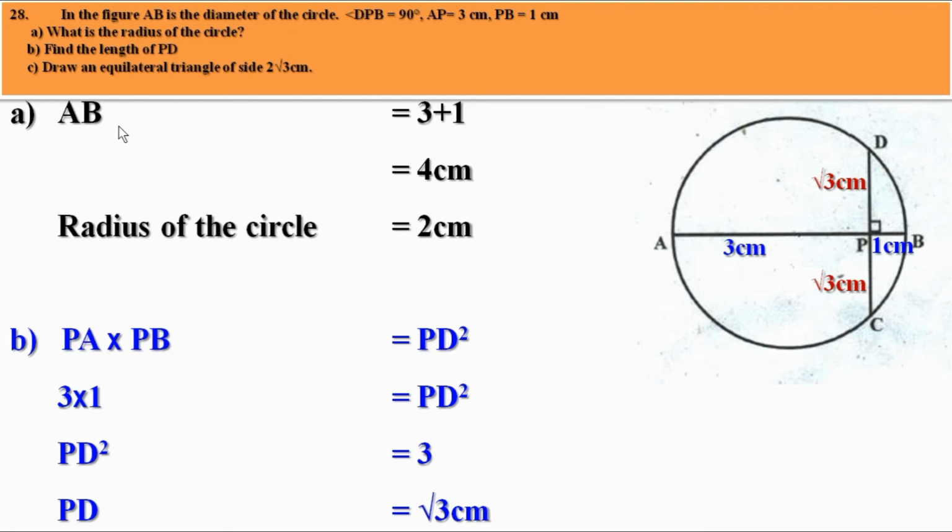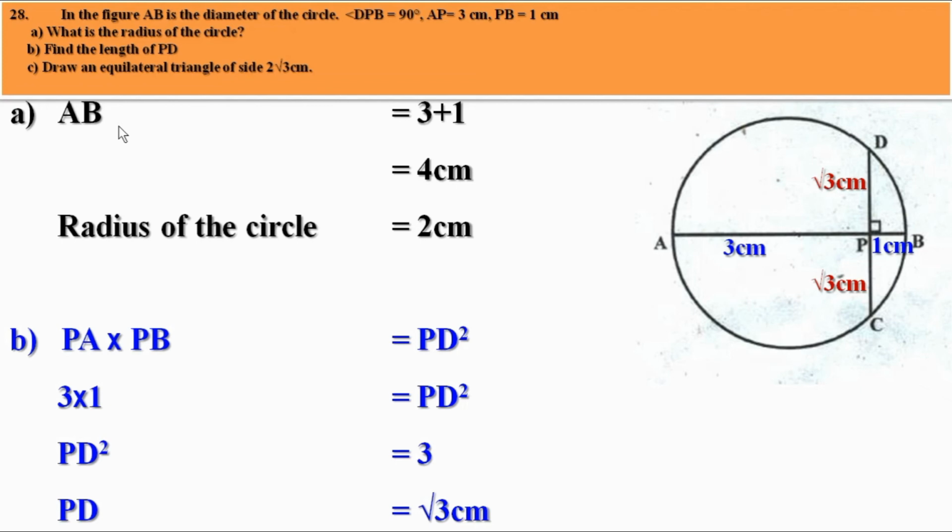Because we know CD is a chord and AB is a diameter which passes through the center, and AB is perpendicular to CD, therefore AB bisects the chord CD. That means PD and PC are equal. Therefore, CD equals 2 root 3 centimeter.